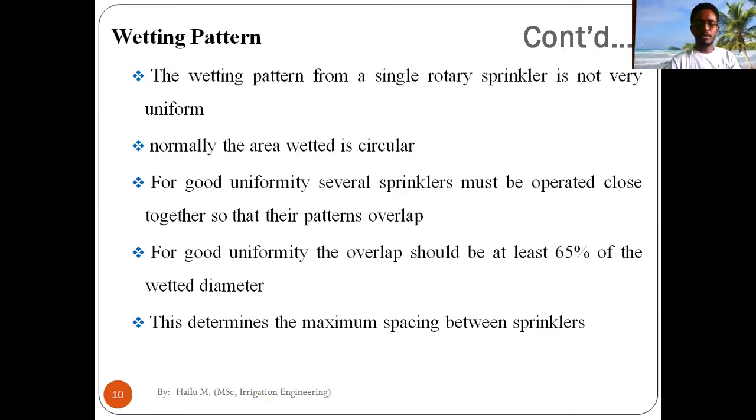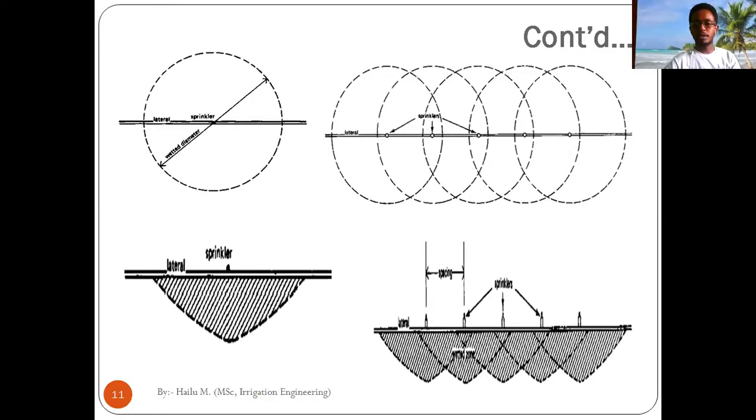Let's see the wetting pattern in sprinkler irrigation. The wetting pattern from a single rotary sprinkler is not very uniform. Normally, the area wetted is circular. For good uniformity, several sprinklers must be operated close together so that their patterns overlap. For good uniformity, the overlap should be at least 65% of the wetted diameter, which determines the maximum spacing between sprinklers.